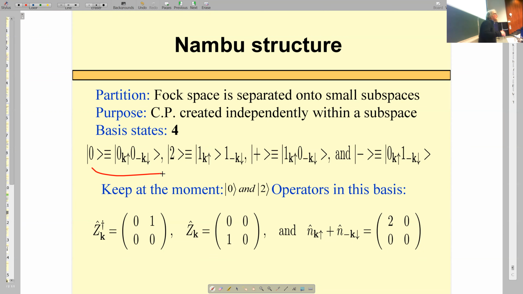0, no particles in this state. 2, both states are filled. I guess the bracket must be here, sorry. Or I could indeed make single occupied states: the spin up plus, spin minus. 4 possibilities. Having 2 states, you cannot fill it in differently.